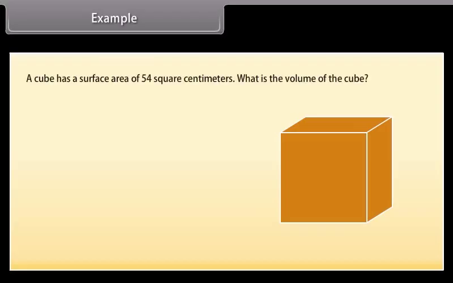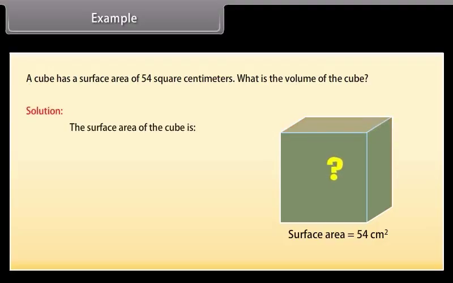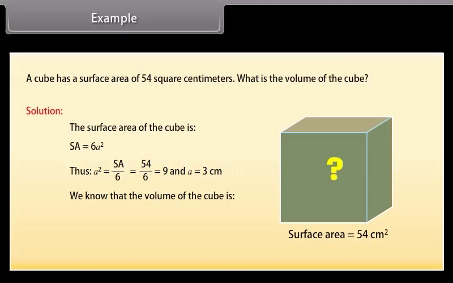Let's now solve an example to find the volume of a cube. A cube has a surface area of 54 square centimeters. What is the volume of the cube? Solution. The surface area of the cube is SA equal to 6A square. Thus, A square is equal to SA upon 6, which is equal to 54 upon 6, which equals 9, and A is equal to 3 cm. We know that the volume of the cube is V equals A cube. Therefore, V equals 3 cube, or V equals 27 cm cube.